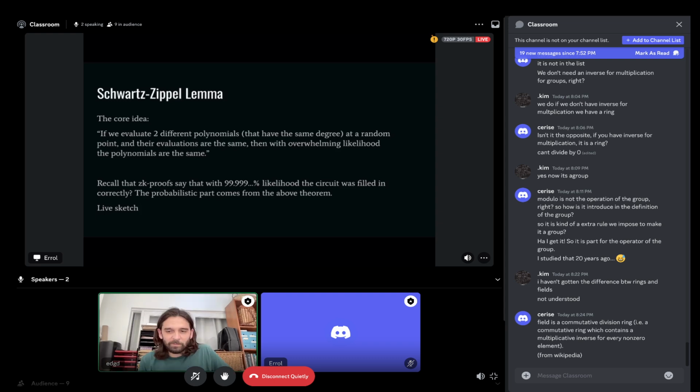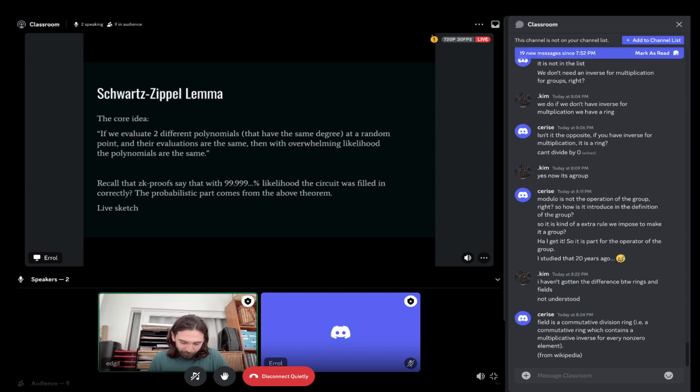If you recall, I said that in a proof system, the actual proof says this statement is true with probability 99.9999999. And this 99.999 whatever, the error term, the 0.0000 to 1, comes from this lemma specifically. And this lemma relates to polynomials.